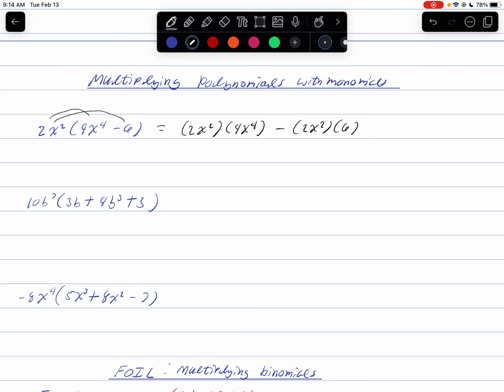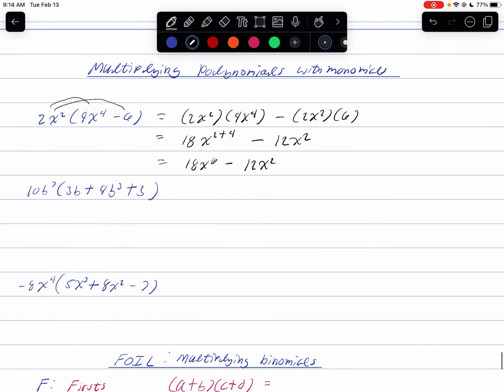So for this first one, we have 2 and 9, we can go ahead and combine together. That's going to give us 18, so 2 times 9 is 18. And x squared times x to the fourth, remember by the product rule, we get x to the 2 plus 4. And then on the right term here, we'll have 2 times 6. That's going to give us 12. And then we just have the x squared by itself, so we'll have x squared. So simplifying this, we get 18x to the 6th minus 12x squared. And that would be your final answer.